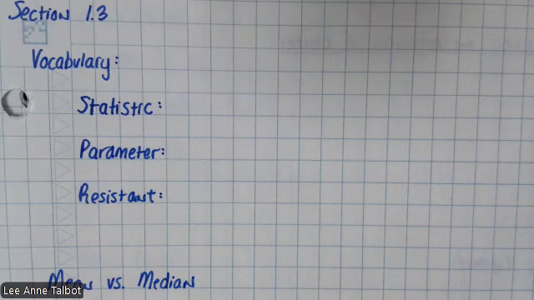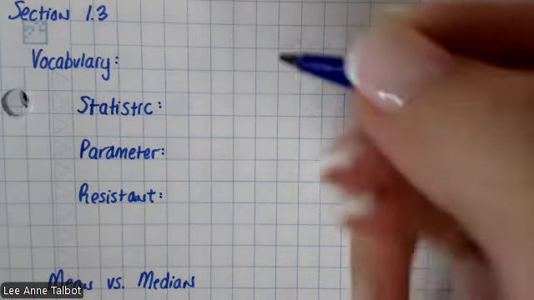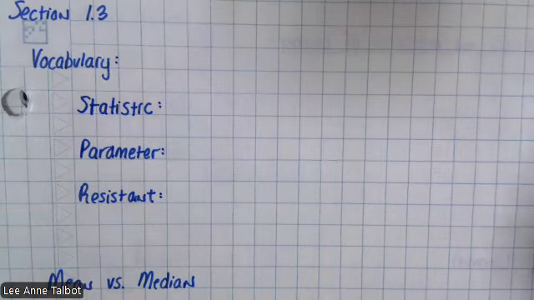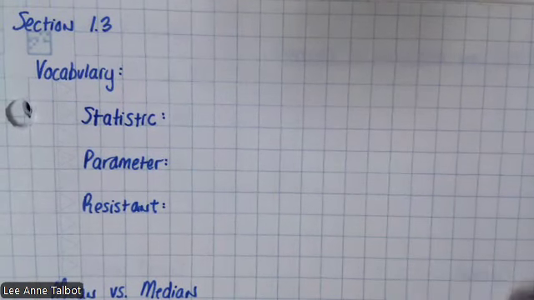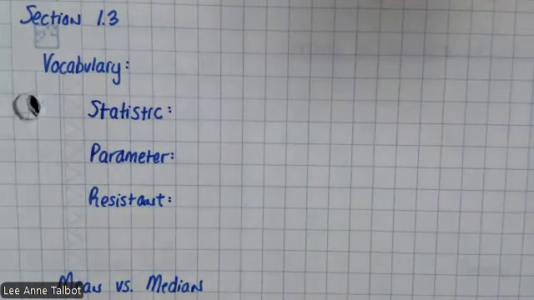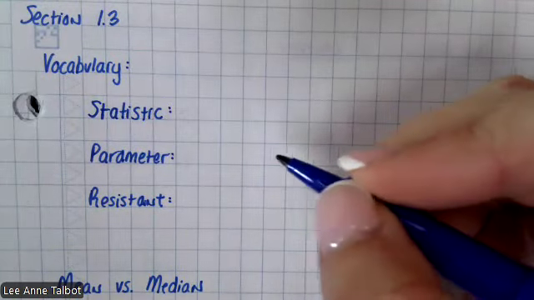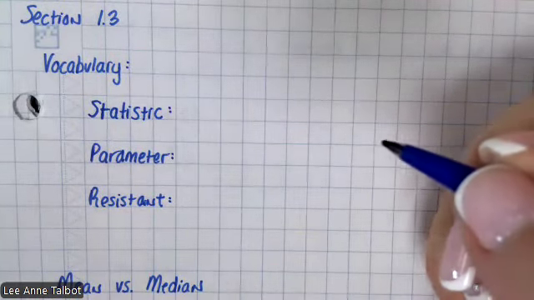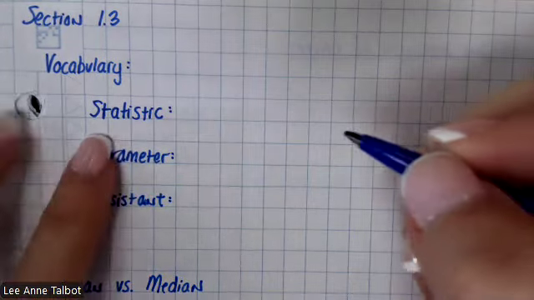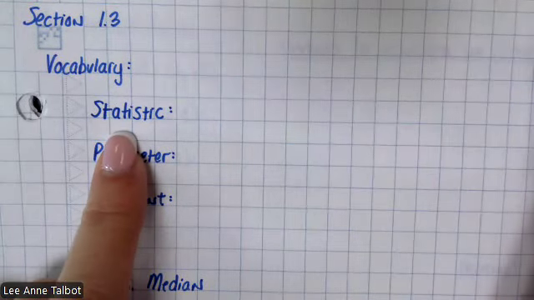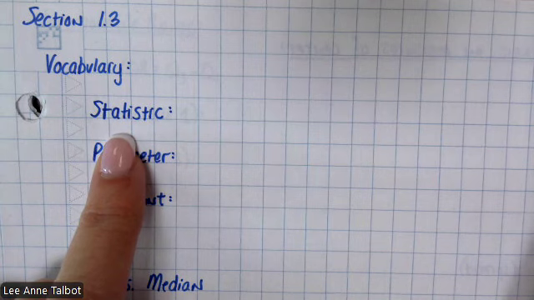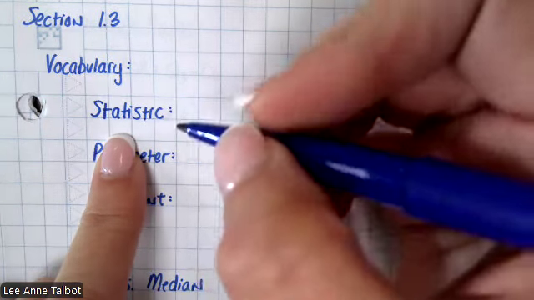Hi, welcome to video number 5 for the summer work. First thing we're going to start with is some vocab. Previous students will tell you that this vocab goes through the whole year, so super important. The first vocab word for today is the name of the class, which is statistic.